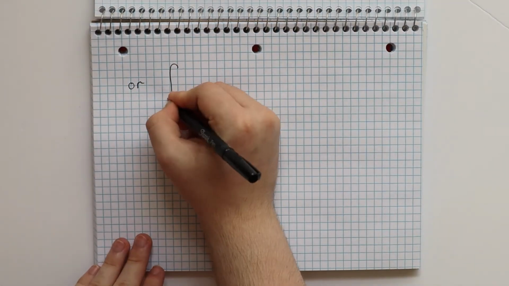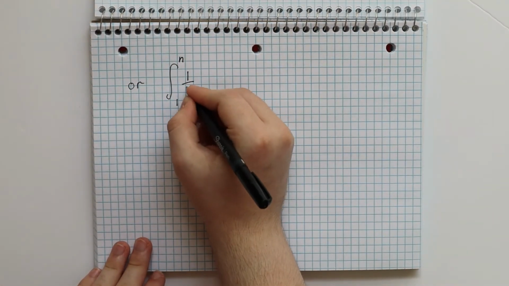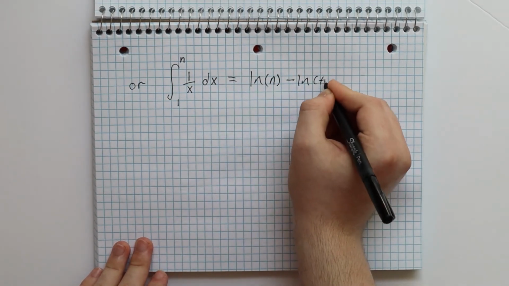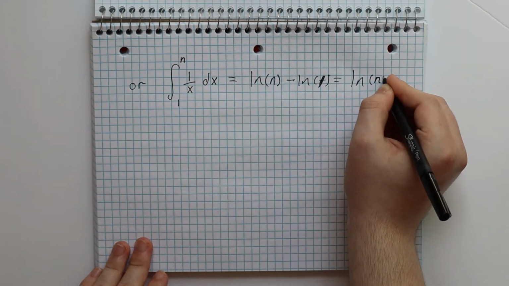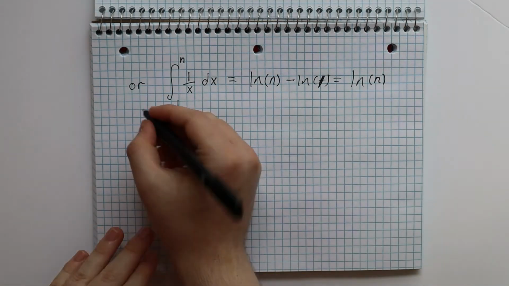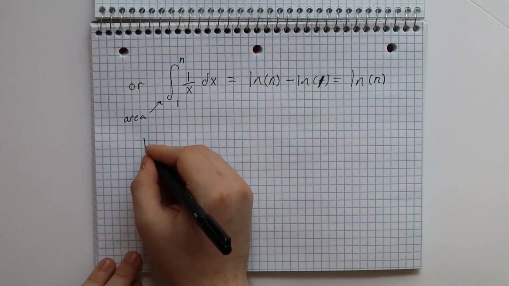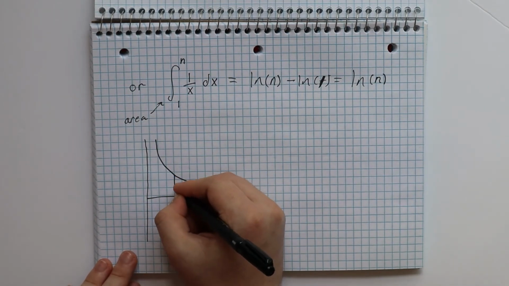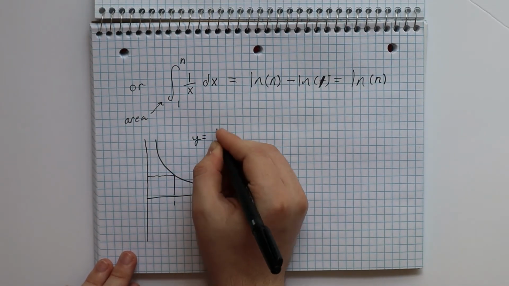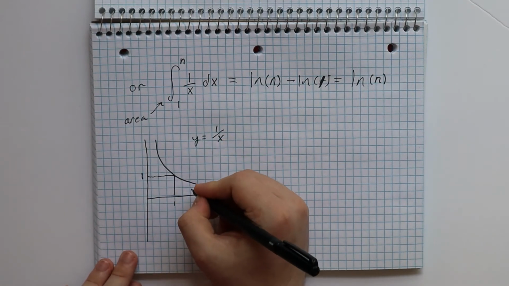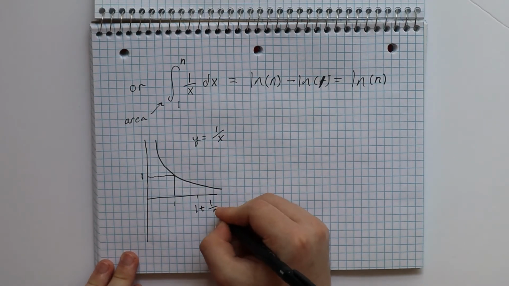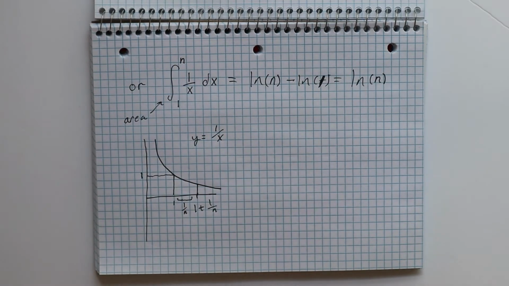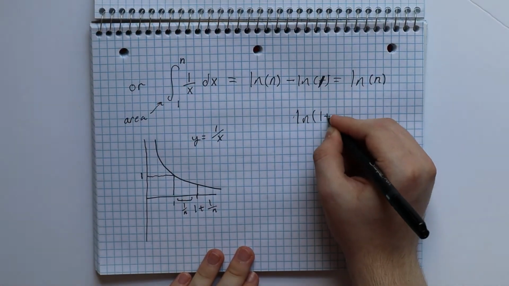Or the definite integral from 1 to n of 1 divided by x dx is equal to natural log of n minus natural log of 1, or just natural log of n, since natural log of 1 is equal to 0. And remember, the integral is just area under a curve. So if you look at the area under the curve y is equal to 1 divided by x, from 1 to n, the area should be equal to the natural log of n. So let's take the area from 1 to 1 plus 1 divided by n. This area should be equal to the ln of 1 plus 1 divided by n.